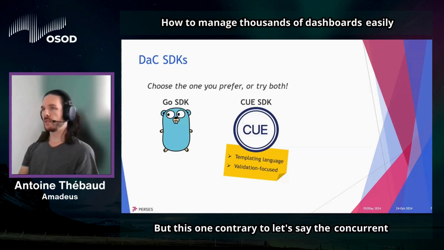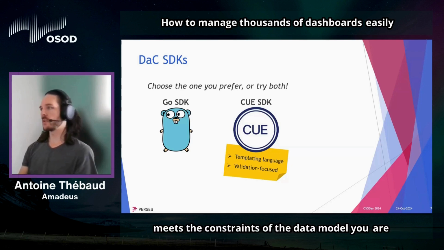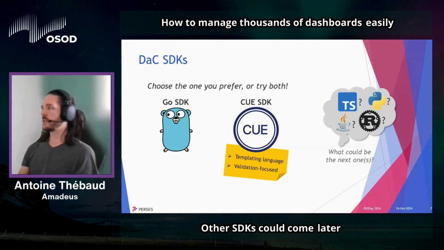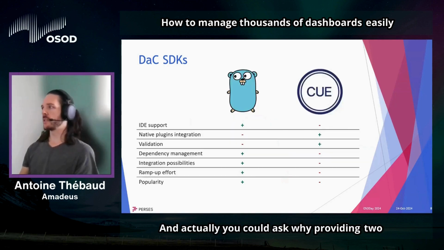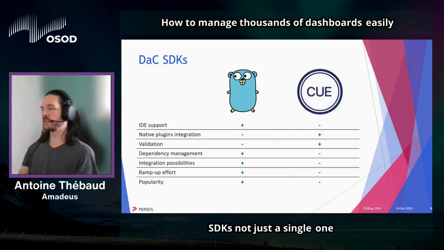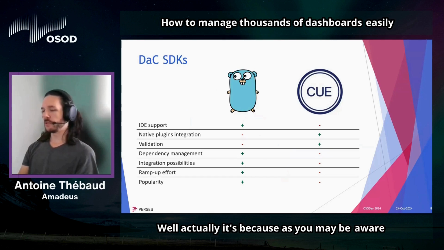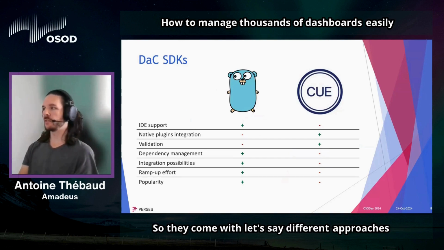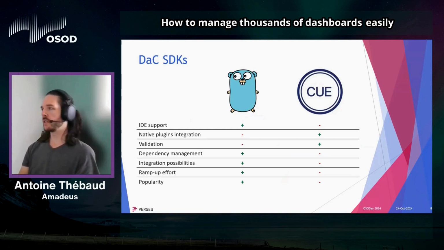But this one, contrary to the competing technologies, is much more focused on validation, ensuring that what you are doing meets the constraints of the data model you are targeting. Other SDKs could come later, and we are open to contributions here. For now, we are focusing on these two. You could ask why provide two SDKs, why not just a single one? Well, Golang is a programming language and Qlang is a templating language, so they come with different approaches and different pros and cons.